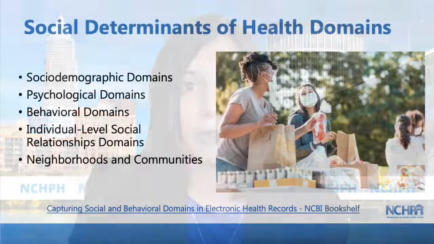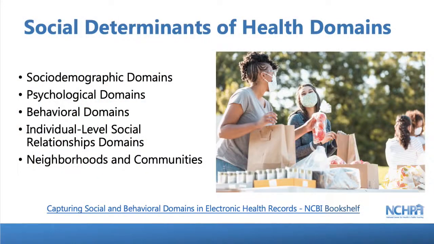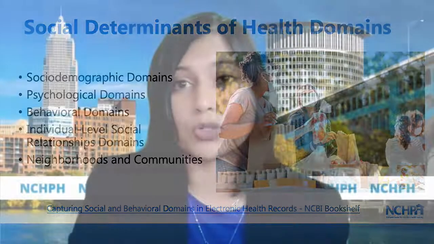The IOM came up with a very comprehensive list of domains. They are socio-demographic domains, and that could be race, ethnicity, sexual orientation, education, employment. Psychological domains such as stress, depression, and anxiety. Behavioral domains such as diet, exercise, alcohol, and tobacco use. Social relationship domains such as social isolation and exposure to violence. And neighborhood domains such as the socioeconomic and racial and ethnic composition of communities.